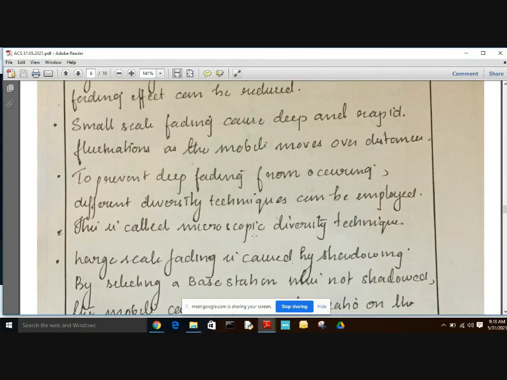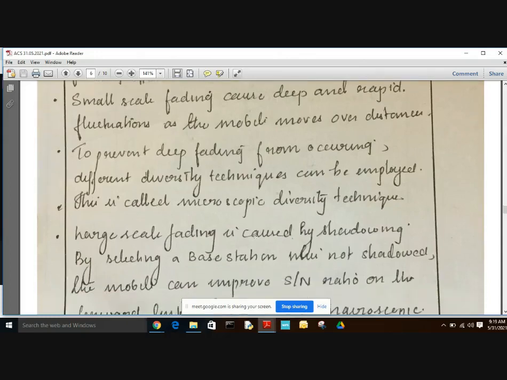In the case of large scale fading, which is caused by shadowing, if an obstacle is present between the transmitter and receiver, and the obstacle has a height greater than the height of the transmitter and receiver, then the obstacle's shadow will act over the receiver. In that case, large scale fading occurs. So this large scale fading is caused by shadowing of the obstacles on the receiver.